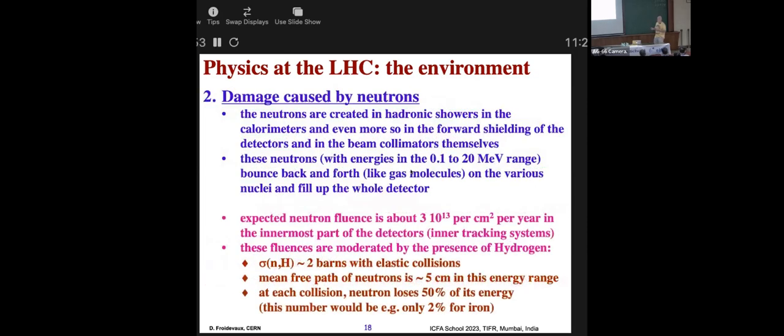The damage can also be caused by neutrons. The neutrons are created in hadronic showers in the calorimeters, and even more so in the forward shielding of the detectors and in the beam collimators themselves, where most of the energy is dumped. This is where you get a creation of a huge amount of neutrons. The expected neutron fluence is about 3×10⁻³ per square centimeter per year in the innermost part of the detectors.